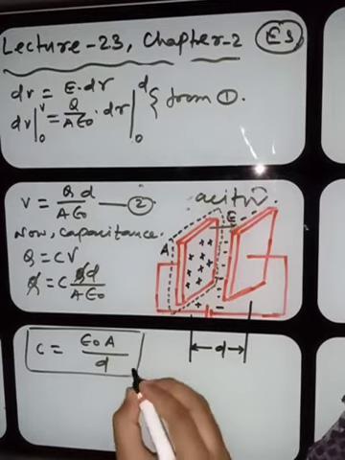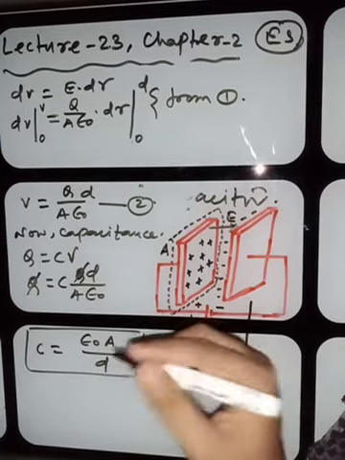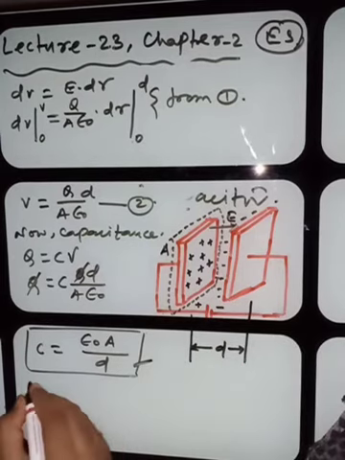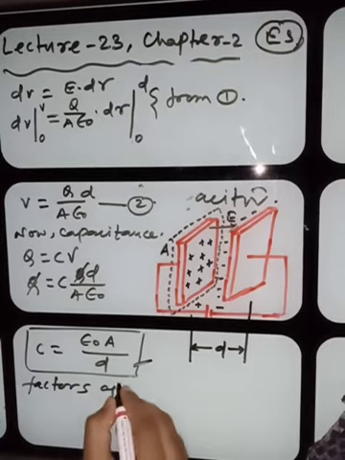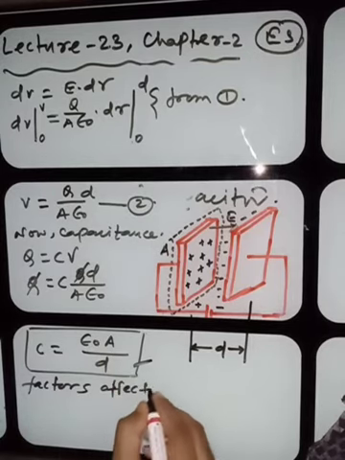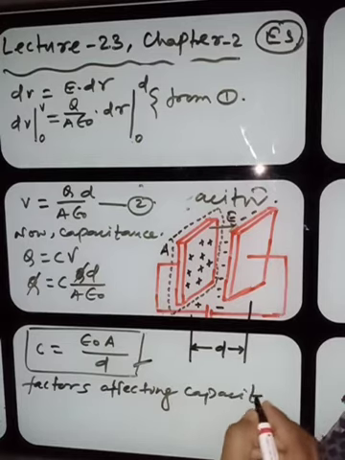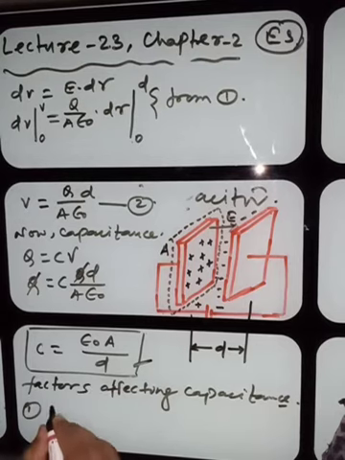Now students, on the basis of this formula we can study the factors affecting the capacitance of a parallel plate capacitor. What are the factors? The first one is epsilon naught, that is the medium.